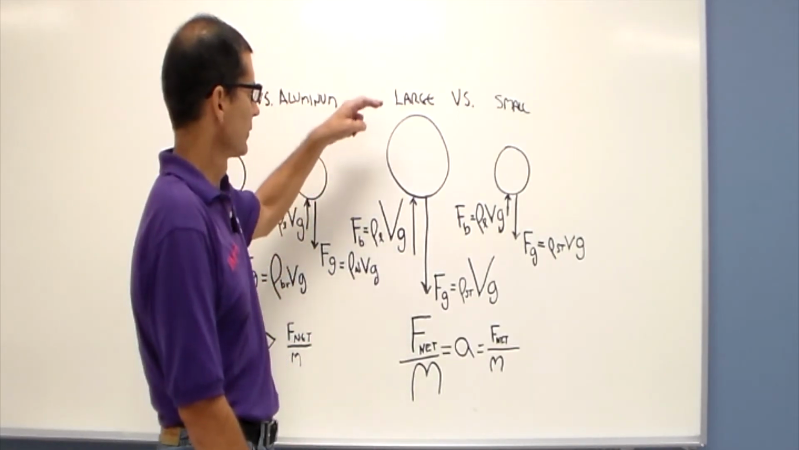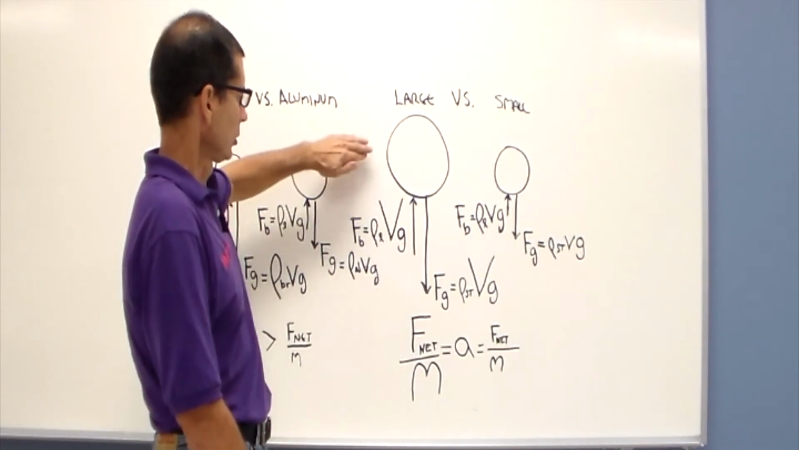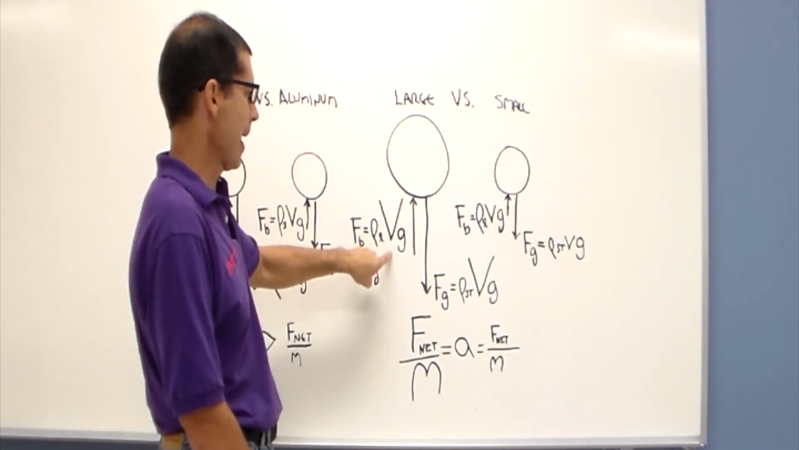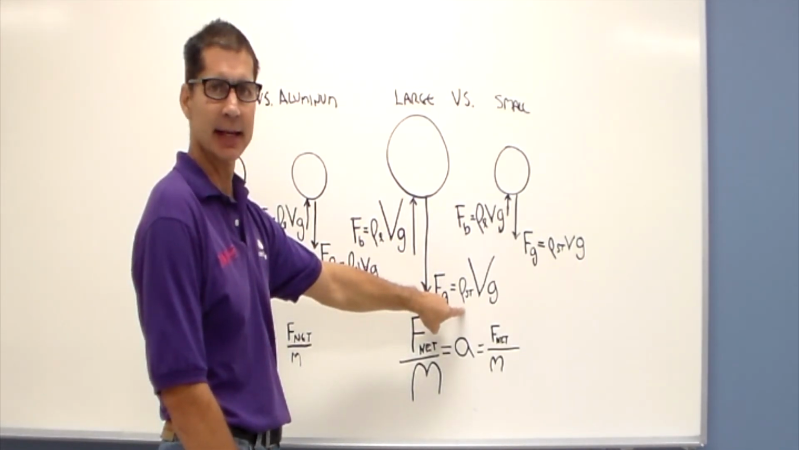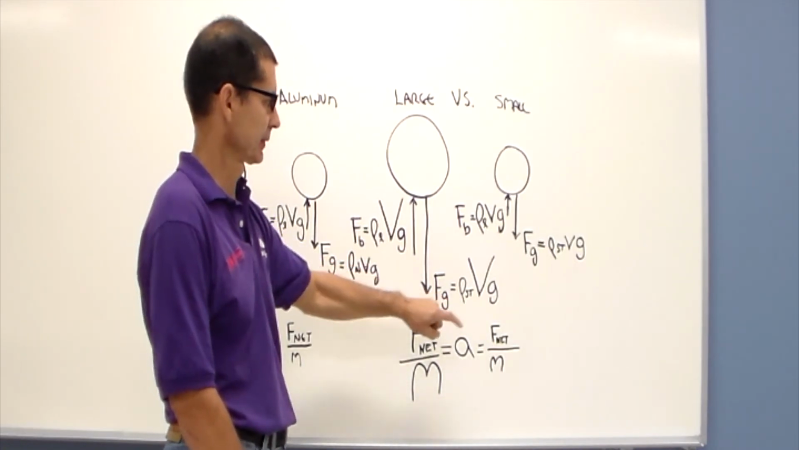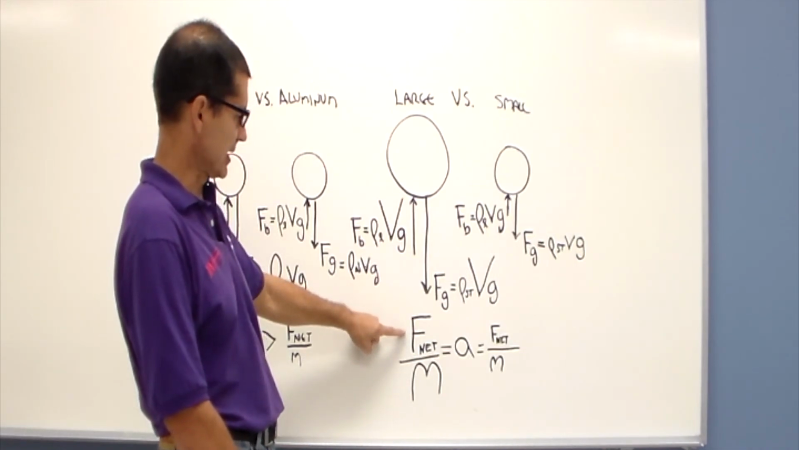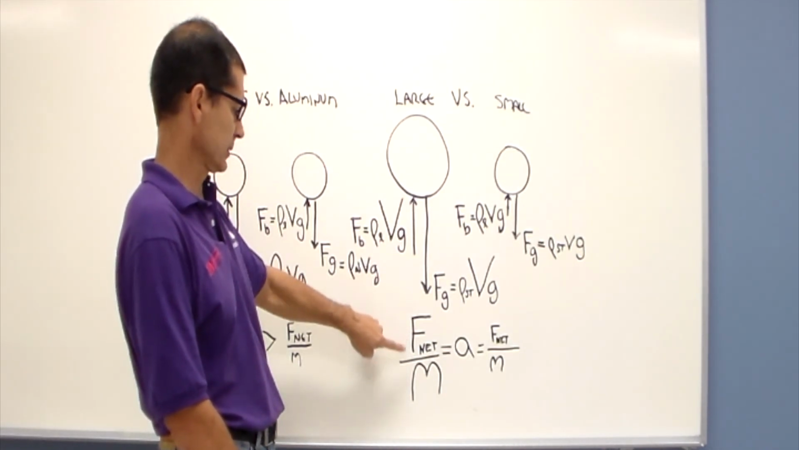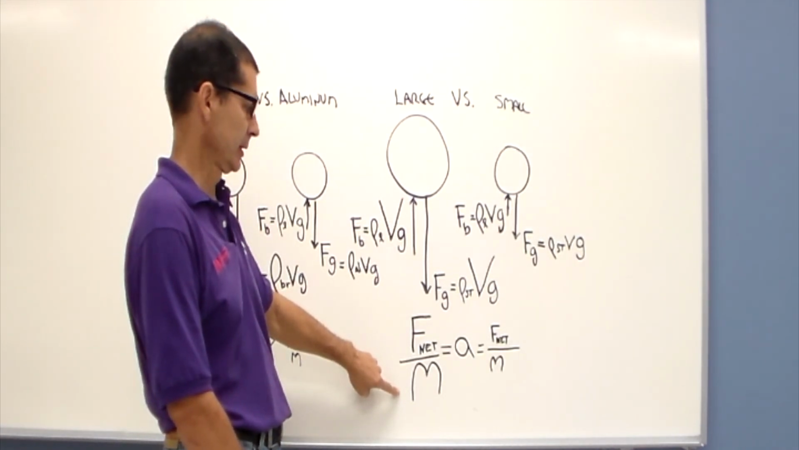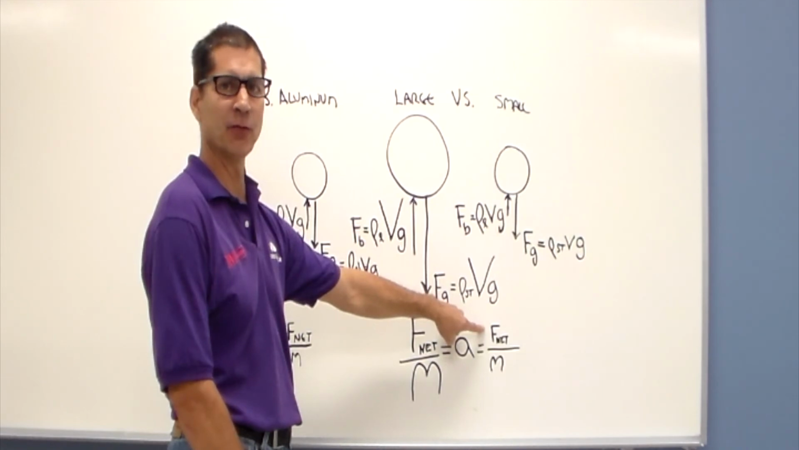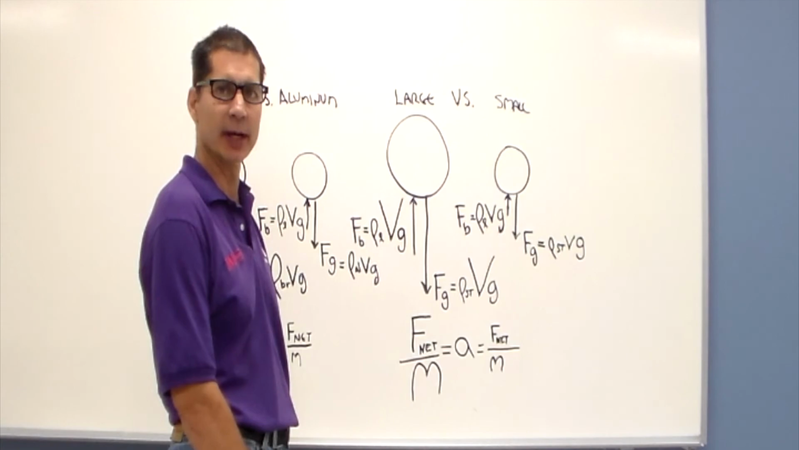Our second case, we've got our large sphere and our small sphere. And our large sphere has a larger buoyancy force, but it also has a greater weight. And if you do the math here, what you'll find out is that the net force divided by the mass for the large sphere is going to be the same as the net force divided by the mass of the small sphere. Therefore, they'll accelerate at the same rate.